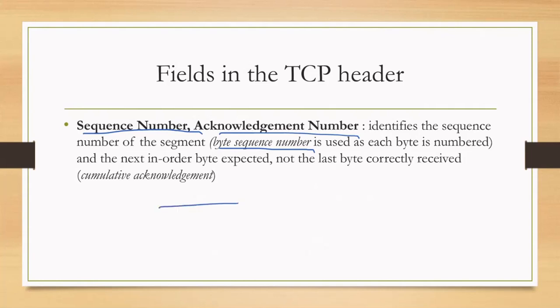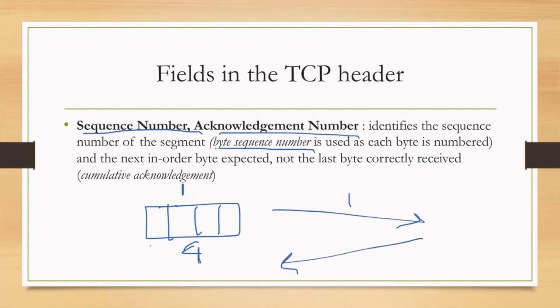So suppose I have a segment with 4 bytes. Every byte has a sequence number. If I say the sequence number of this segment is 1, with 4 bytes, then what is the next one expected? The receiver is expecting the byte with sequence number 5. That is what will come out here. It's not that every segment is sequenced, every byte in the segment is given a sequence number.